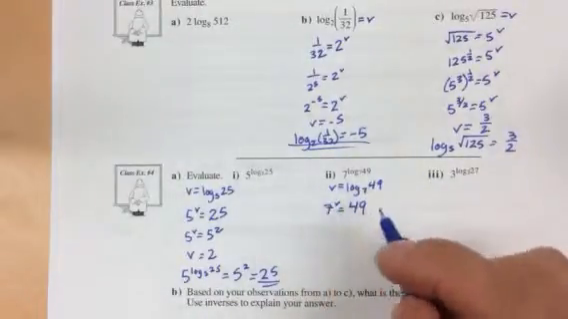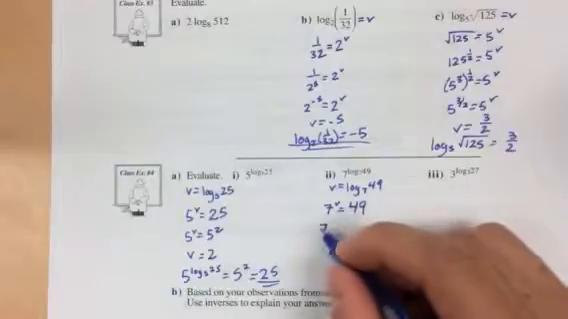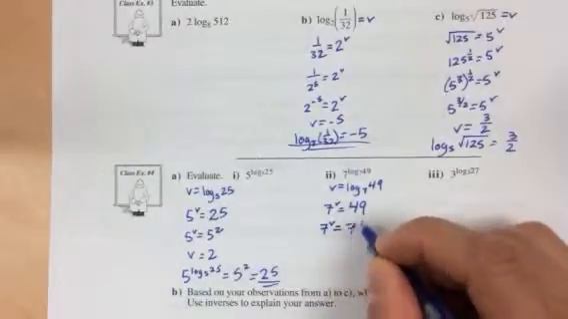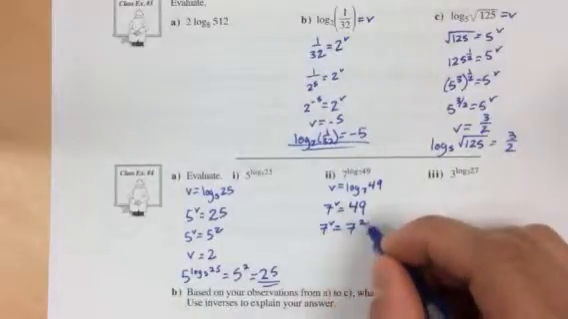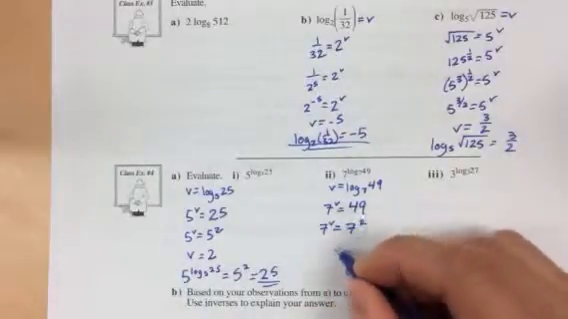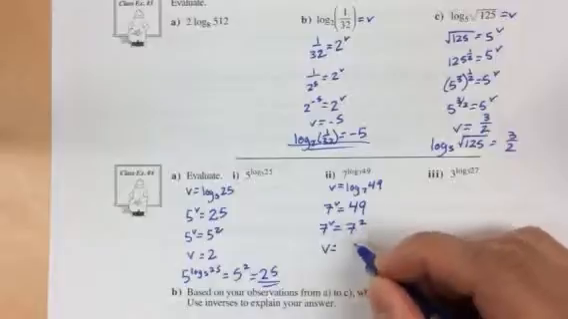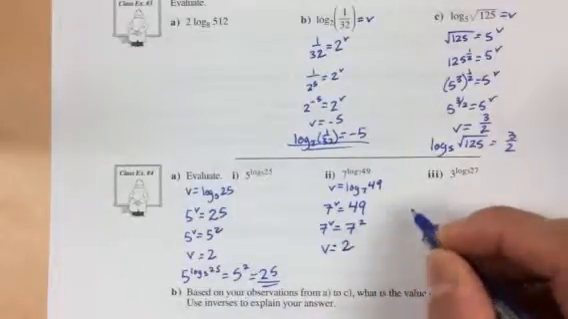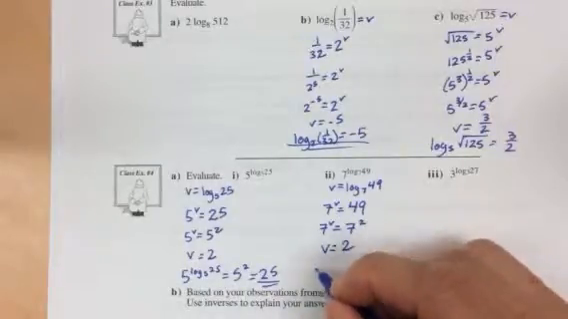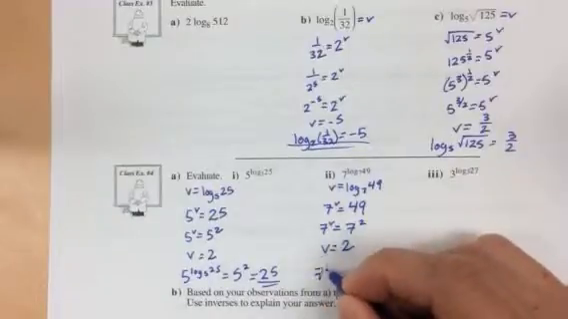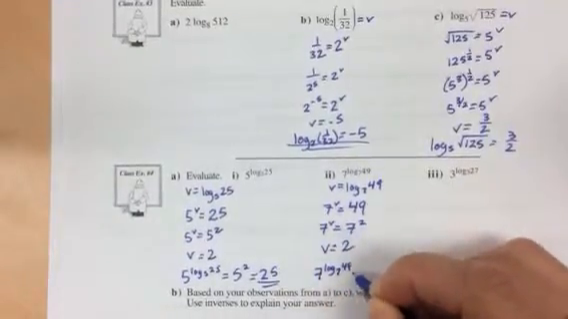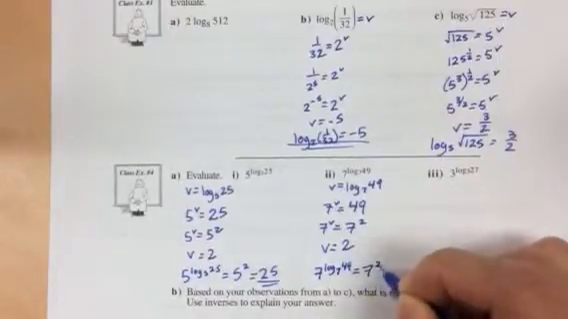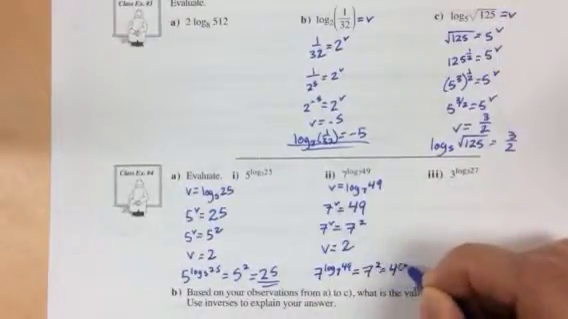And now I'm left with something that I can put into a common base. So 7 to the power of v is equal to 7 to the power of 2, which is the same thing as 49. And v is now equal to 2. And we're going to do the same thing and replace our bases. So 7 to the power of log 7 of 49 is actually equal to 7 squared, or 49.